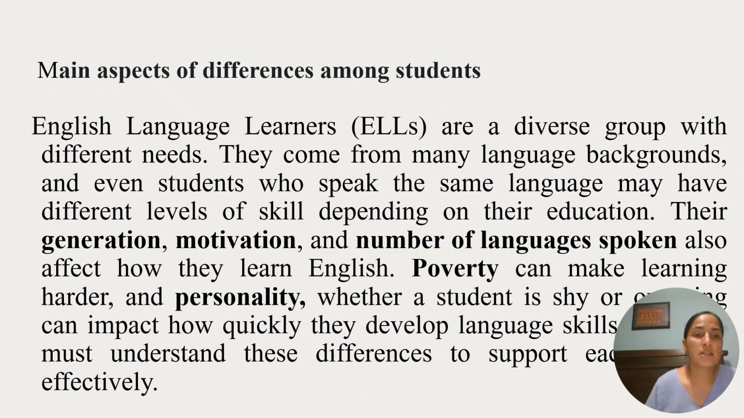I made a summary about the main aspects of difference among students, and here is my summary. English language learners are a diverse group with different needs. They come from many language backgrounds, and even students who speak the same language might have different levels of skill depending on their education. Their generation, motivation, and number of languages spoken also affect how they learn English. Poverty can also impact how quickly they develop language skills. And professors must understand these differences to support each student effectively.